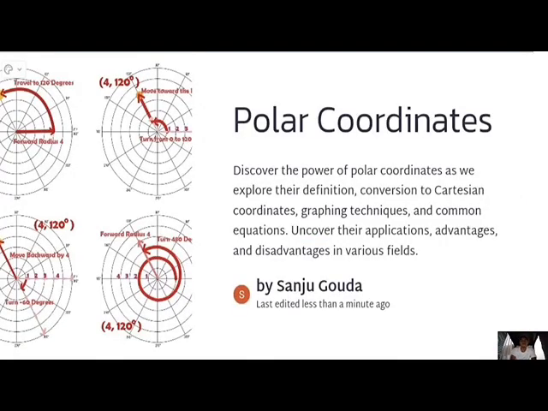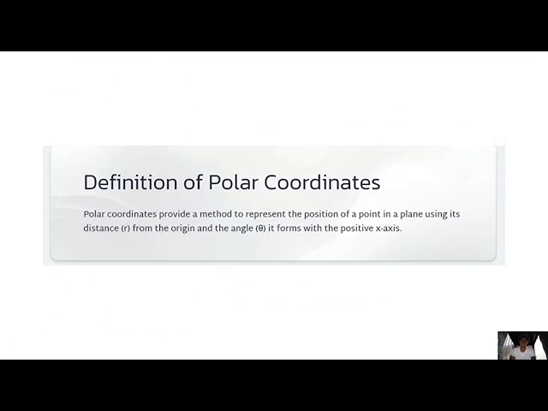Polar coordinates. Discover the power of polar coordinates as we explore their definition, conversion to Cartesian coordinates, graphing techniques, and common equations. Uncover their applications, advantages, and disadvantages in various fields. Definition of polar coordinates: polar coordinates provide a method to represent the position of a point in a plane using its distance from the origin and the angle theta it forms with the positive x-axis.